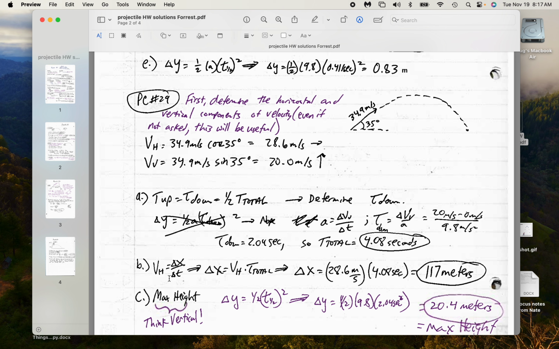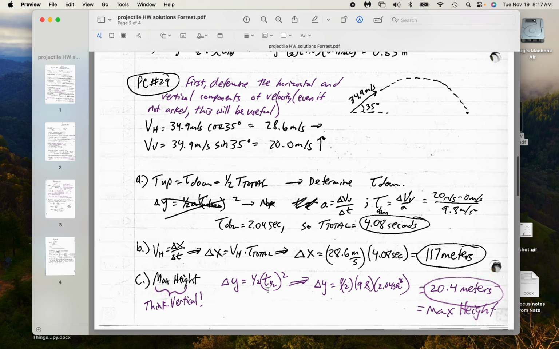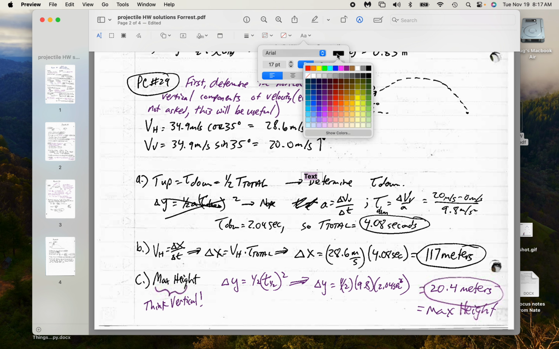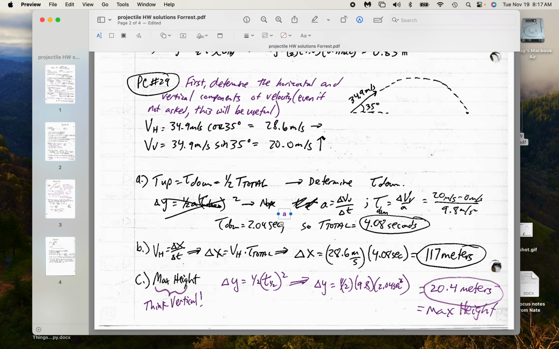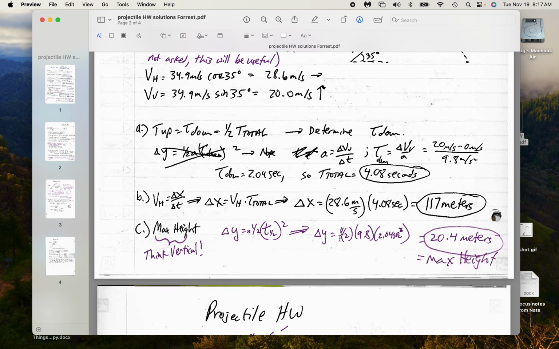And now to figure out the horizontal distance, I take the total time multiplied by the horizontal velocity, and then for the max height, I think half the time, and I use my formula 1/2 a t squared. Oh, I forgot an a in there. I am really screwing up with these things, but at least I'm noticing them this time. So I'll put that in purple, and you'll never know. Yeah, you will. Maybe you will, maybe you won't. Okay, so I get 20.4 meters as the maximum height.